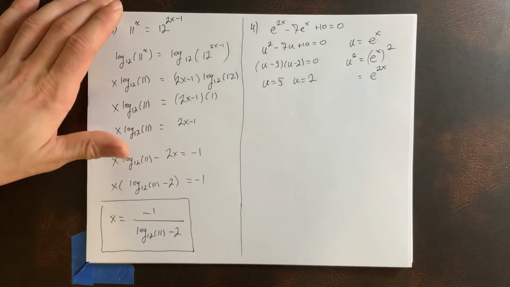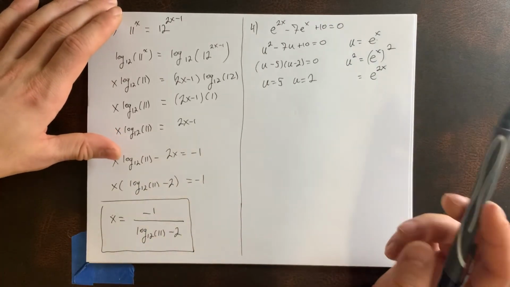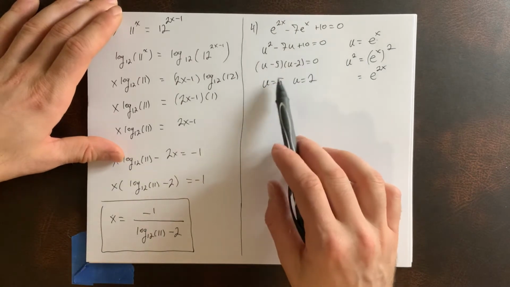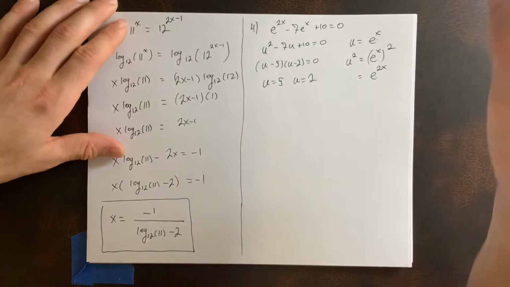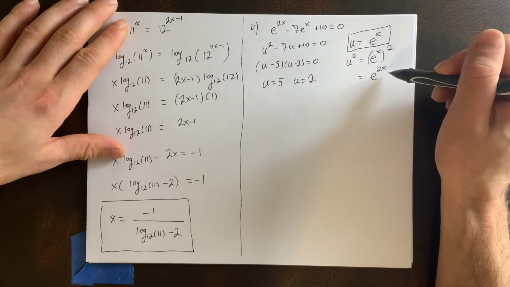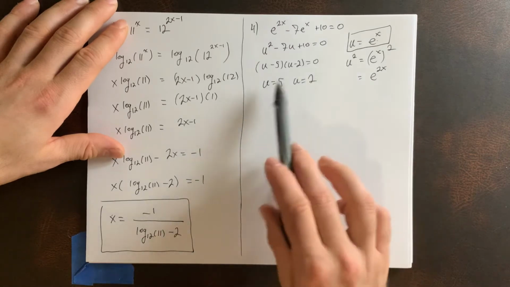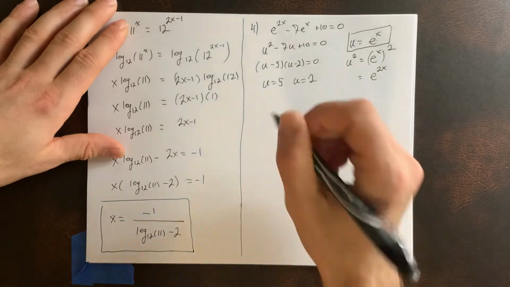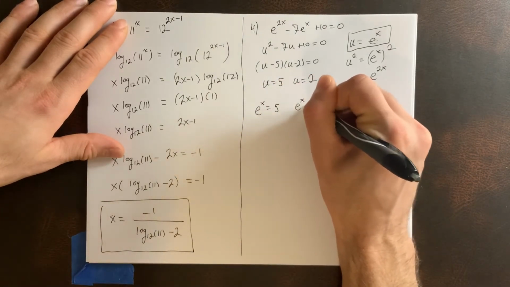Okay, but the problem tells us we want to find x, not u. But finding u is just part of the steps here. After we find our u, we're going to want to replace u with what we originally called it. We originally said u was e to the x. We just ignore this thing, u squared equals e to the 2x, because we don't see any u squareds down here. All we see is u's. So we put an e to the x here and an e to the x here. So e to the x is equal to 5, e to the x is equal to 2.